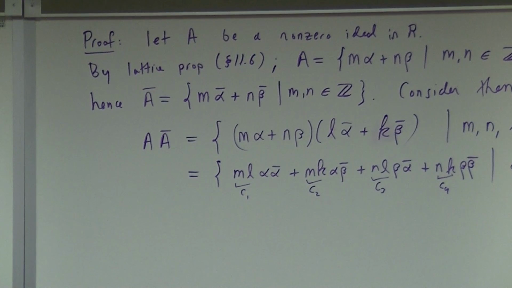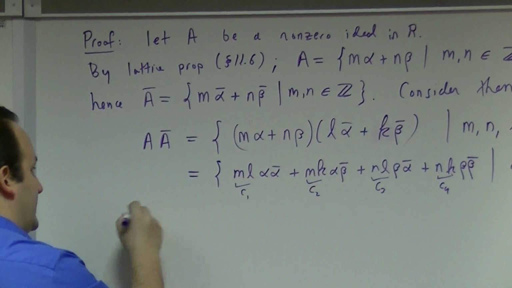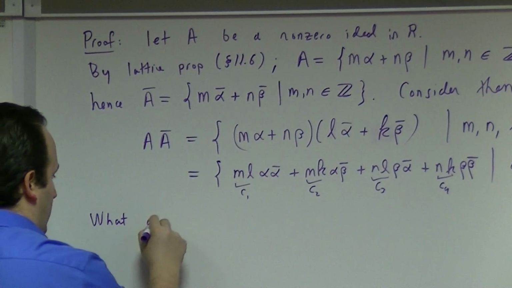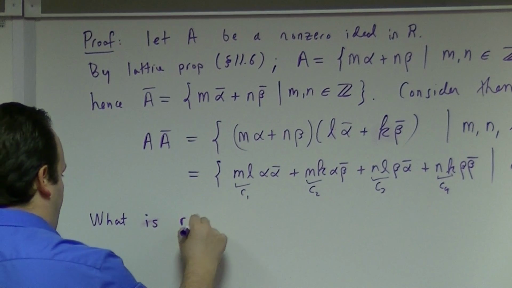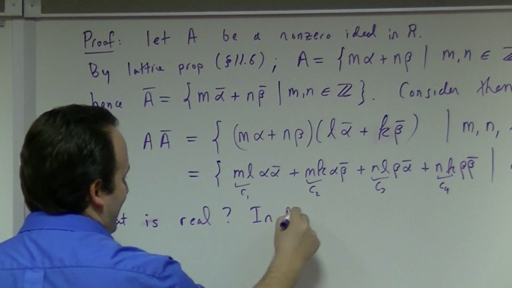So if you look at it, what you really have are these generators: alpha alpha bar, beta beta bar, alpha bar beta, alpha beta bar. And let's consider which elements in here are real. What are real elements?